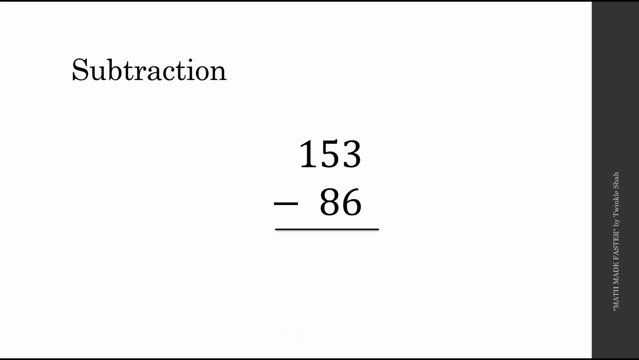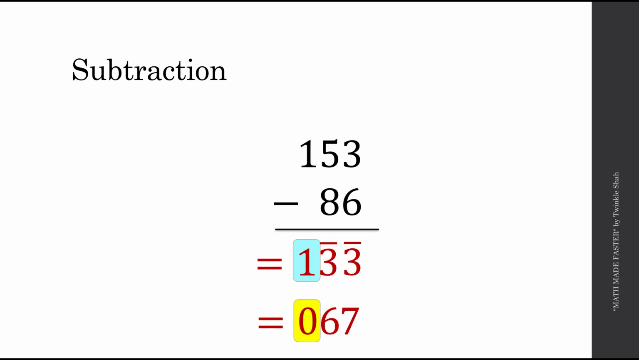Now let's see another example. 153 minus 86. We go from left to right. 1 minus 0 equals 1. 5 minus 8 equals 3 bar. And 3 minus 6 equals 3 bar. Now let's convert this Vinculum number into a general number. 10 minus 3 equals 7. 9 minus 3 equals 6. And we subtract 1 from the previous digit. Therefore we have 0. Therefore our answer equals 67.